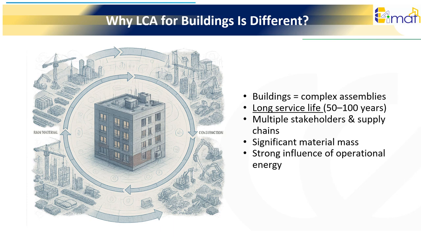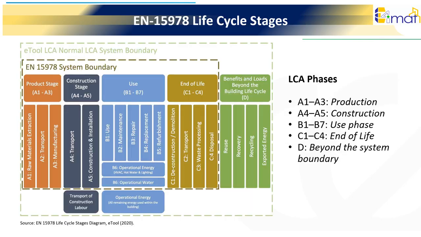Only with this wider perspective can we capture the full environmental footprint of a building. The European standard EN 15978 provides the methodological backbone for developing a building LCA. It structures the assessment into distinct life cycle stages: the product stage, A1 to A3, the construction stage, A4 and A5, the use stage, B1 to B7, the end-of-life stage, C1 to C4, and the beyond the system stage, Module D.